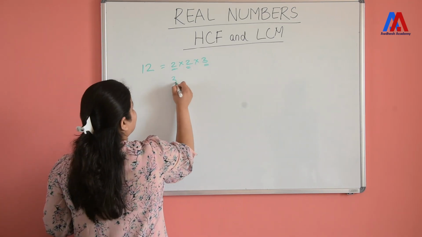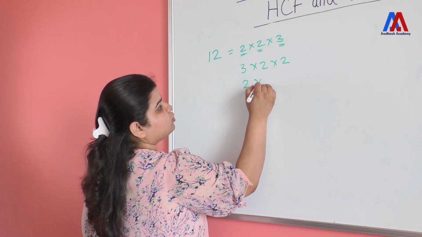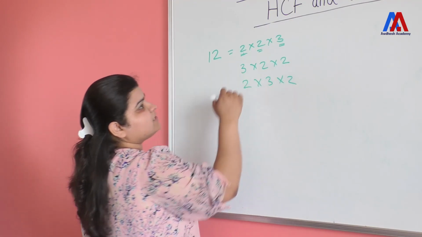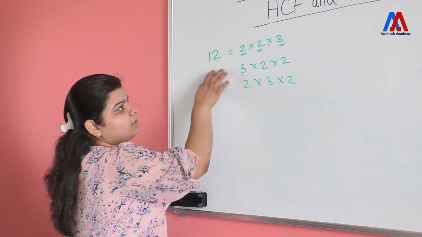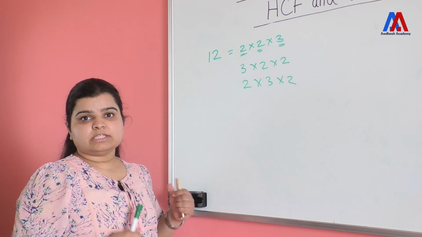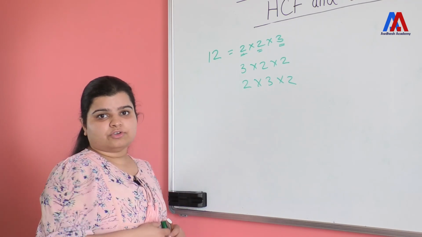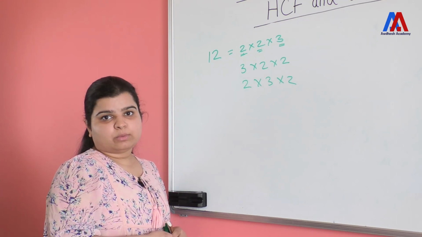You can write it as 3 into 2 into 2. You can write it as 2 into 3 into 2. It doesn't matter. These are not different but the same thing. So this is all about the fundamental theorem of arithmetic. We may get a few questions related to this theorem. Now let's take them one by one.